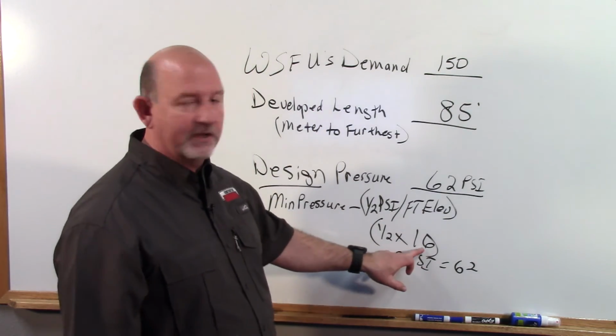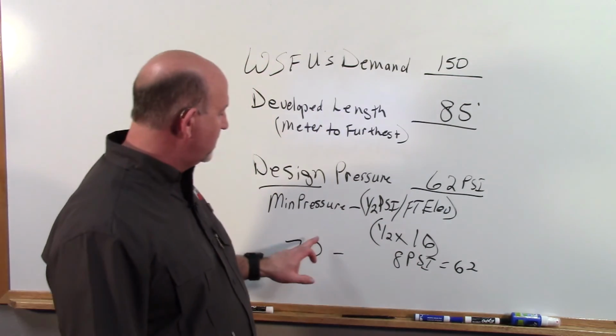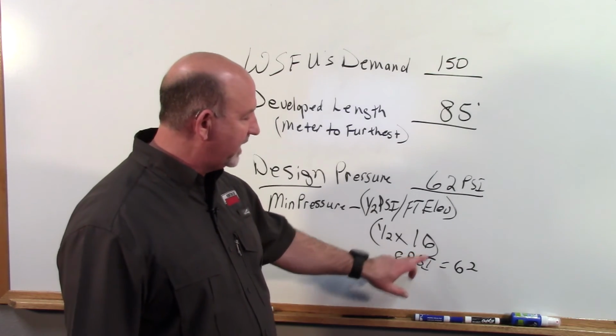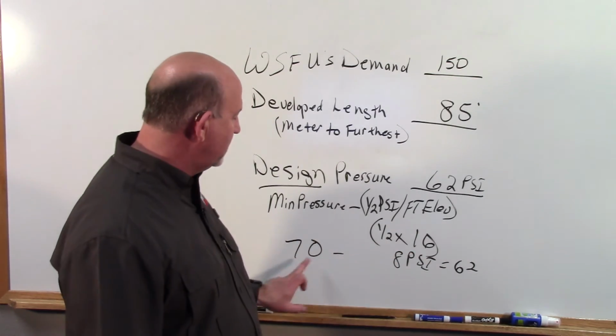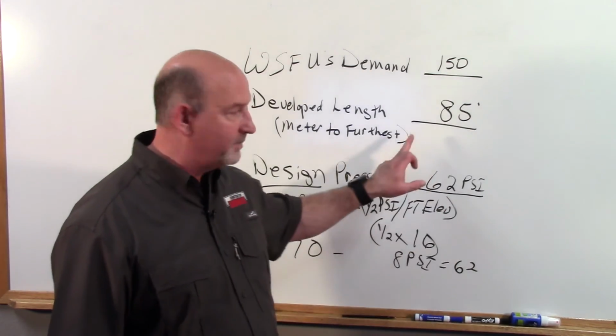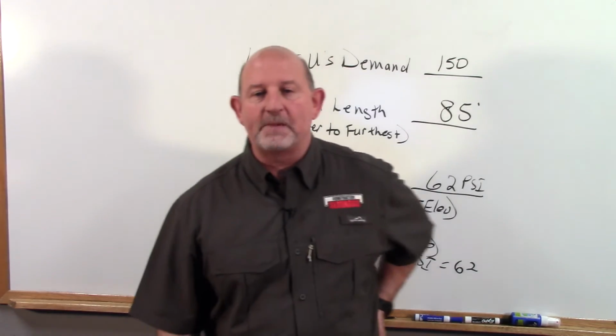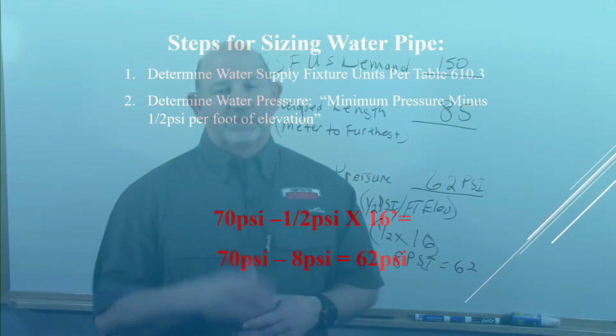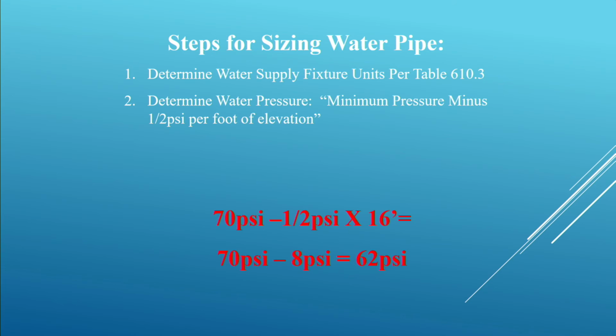Here we've got a 16-foot elevation. We're pushing it uphill, so a half PSI times 16 would be an 8 PSI loss. 70 minus 8 would be a 62 design pressure. And then step three, there that is on the screen, 70 PSI minus half a PSI at 16 foot, an 8 PSI loss, 62 PSI.